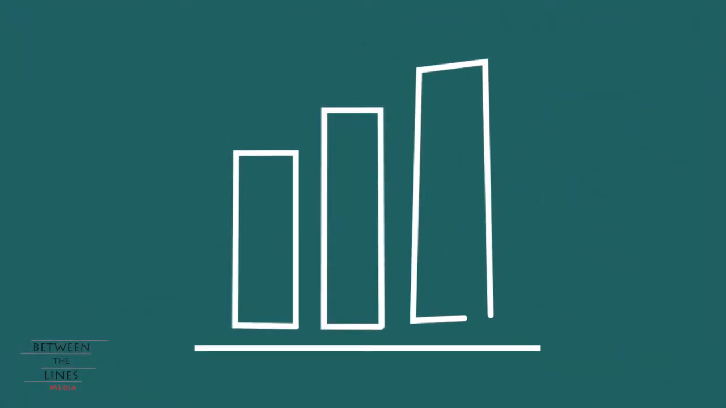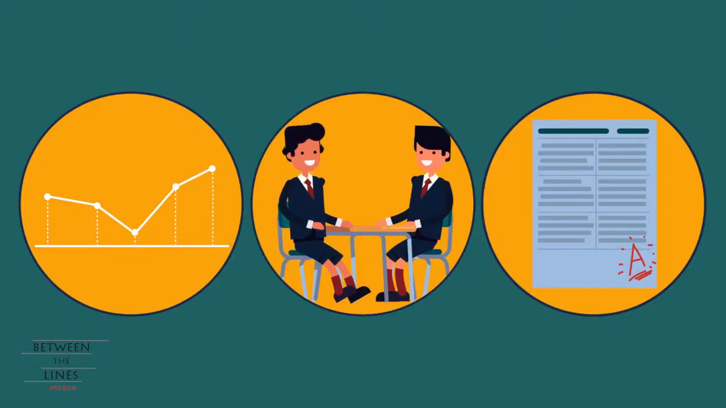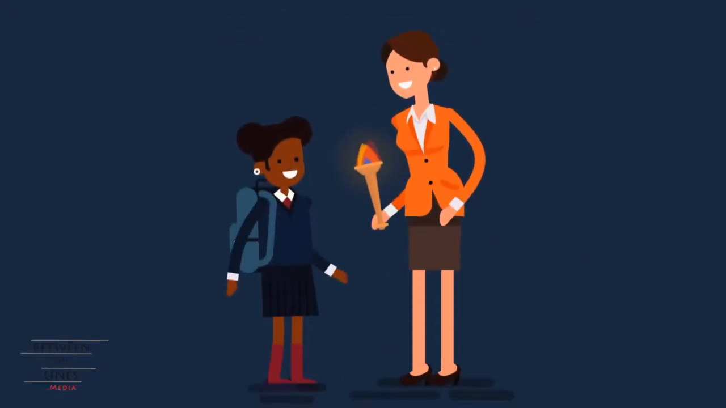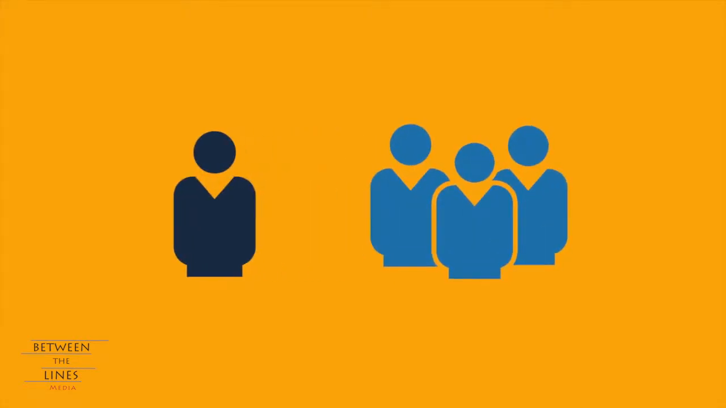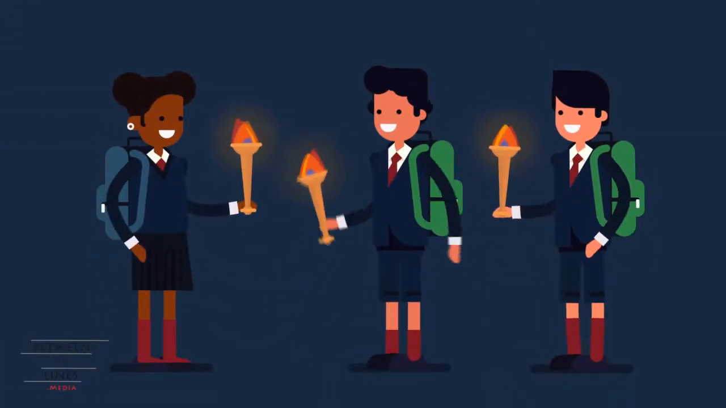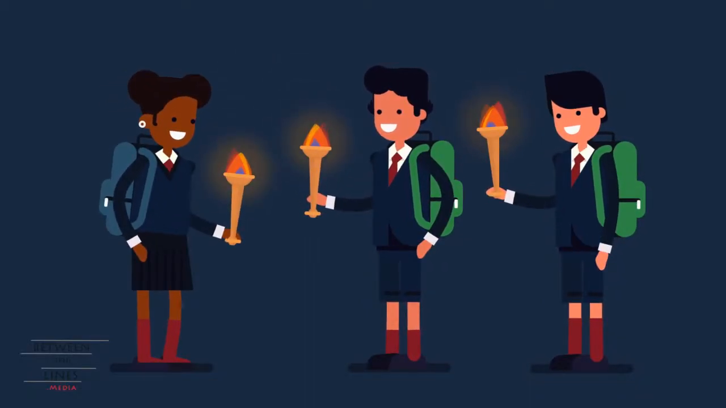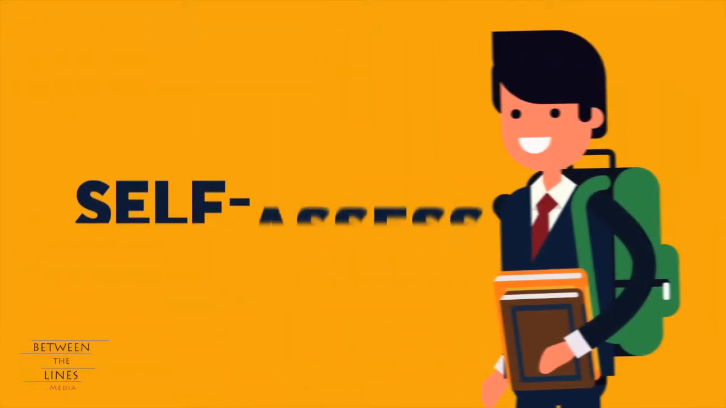When done well, it transforms learning, raises achievement, and closes the gap between high and low achievers. Sounds simple, but it can be challenging to implement well. It involves a transfer of ownership of learning to students through self and peer assessment and individual goal setting. To make it work well, teachers need to give up a bit of their power as students gradually take more responsibility for their learning. Here are ways teachers can build students' ability to self-assess.